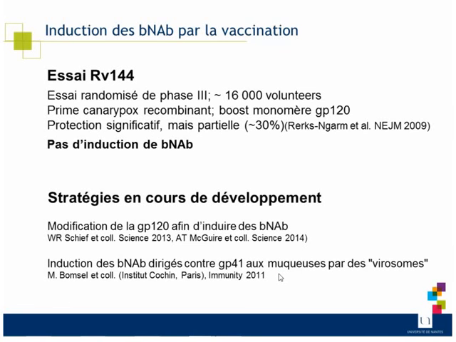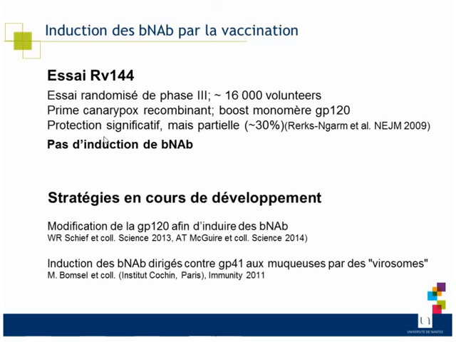So do we have it yet? These are the results from the biggest phase 3 vaccine trial in HIV virology. These results were published in 2009. This was a randomized trial with 16,000 people: 8,000 got placebo, 8,000 got the active vaccine.